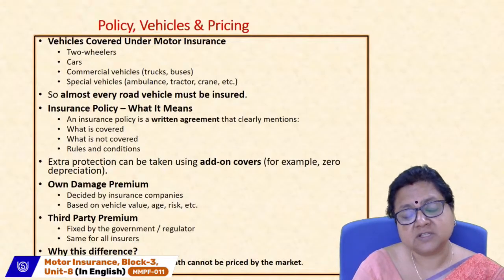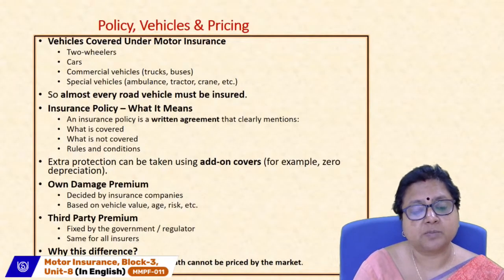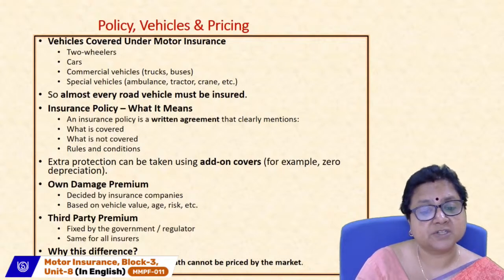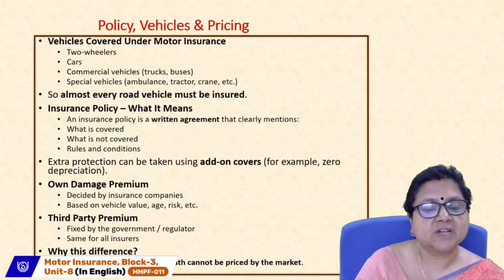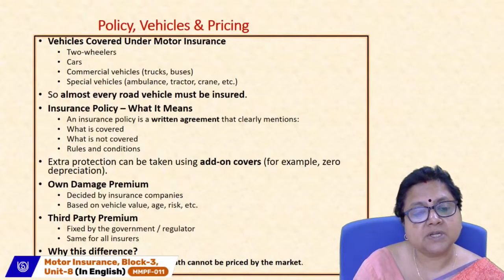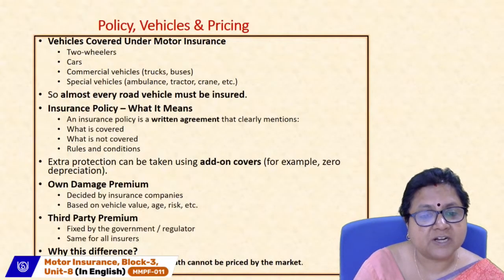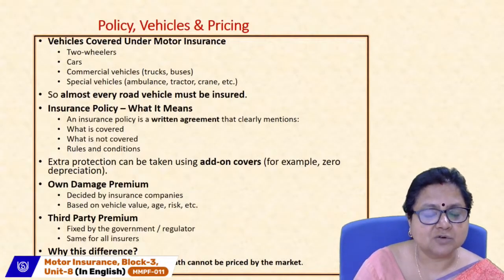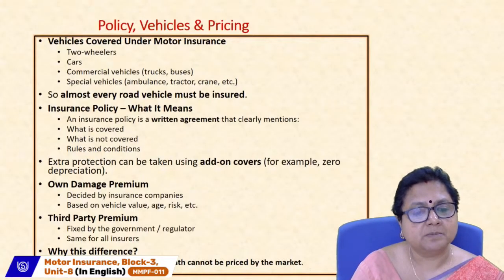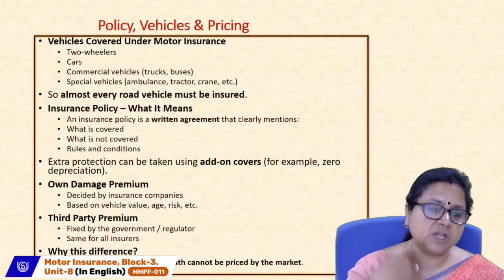The difference between own damage premium and third party premium is that in case of third party premium, the life or injury of a person is involved. So any insurance company cannot fix a value. Suppose a person dies, insurance companies cannot fix the value of a person's death. That is why it is not left to the insurance companies to decide the third party premium. It is fixed by the regulator or the government.